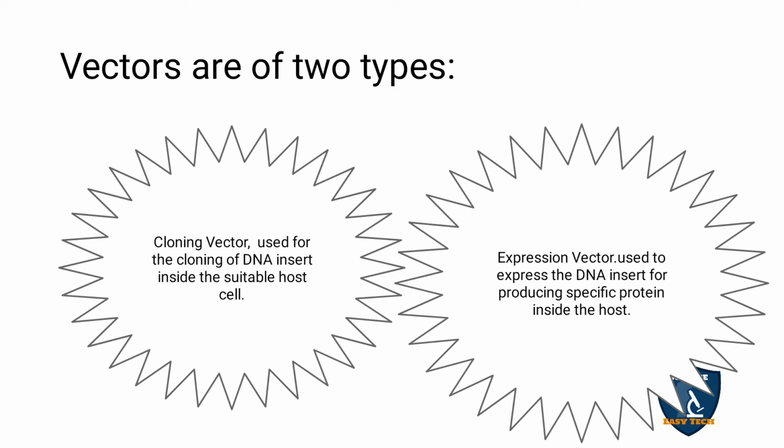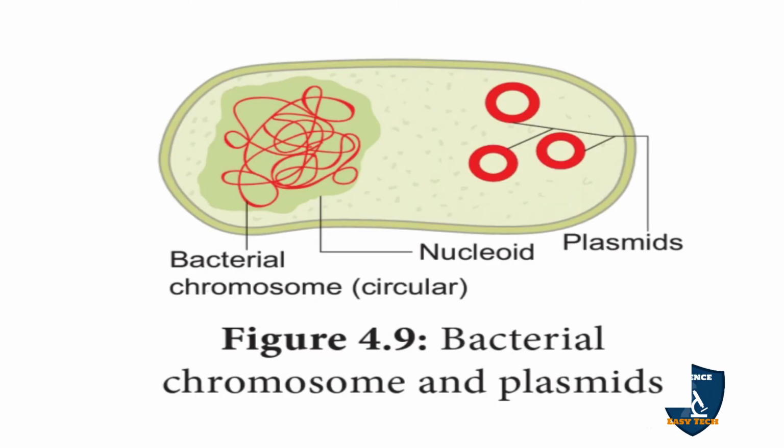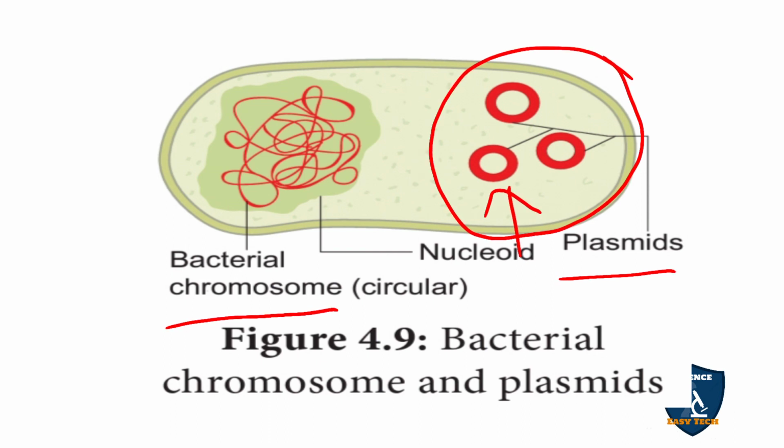But in an expression vector, along with the DNA insert that has to be cloned, the specific protein also has to be produced in the host. That is called an expression vector. Now, as we are talking about plasmids, this is a bacterial cell and you can see the circular DNA particles. They are the self-replicating ones which are called plasmids, and this is the bacterial chromosome. We are talking about these plasmids which act as vectors.